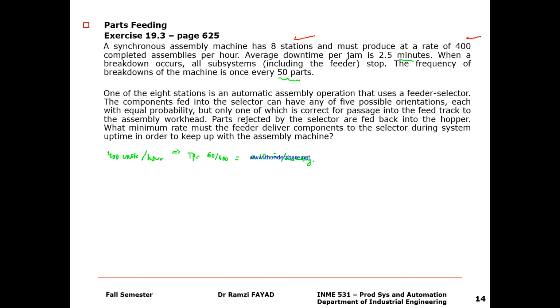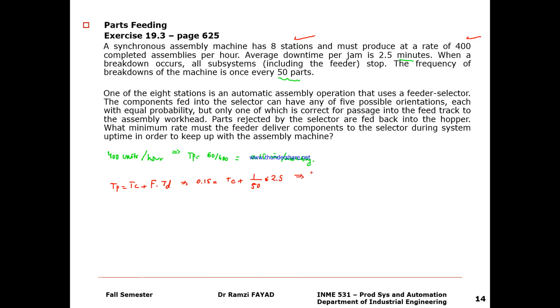However, this time includes a jam, because for a finished unit we only care about how much we manage to produce at the end of the day, rather than how much time is lost to a jam. So TP is equal to TC plus F, which is the probability of a jam, times the jam time. So 0.15 is equal to TC, which we are not aware of yet, plus the jam happening once every 50 units, once every 50 parts, times 2.5 minutes per jam.